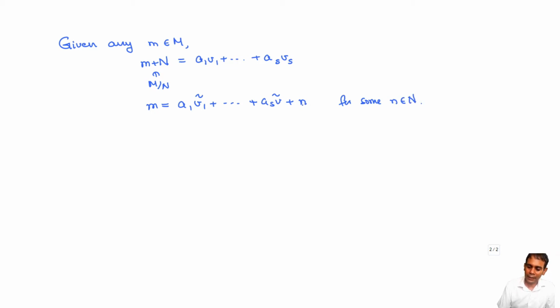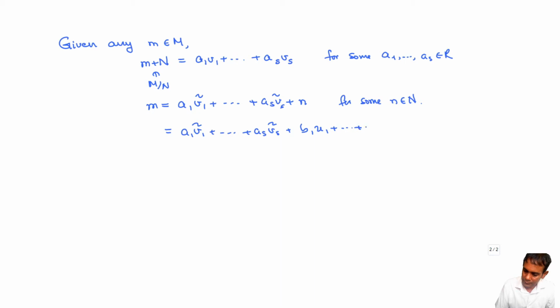But then this element n is in N, so it can be written as b1 u1 plus ... plus br ur for some b1, ..., br in R. So at the end of the day, we've written m as a linear combination of the module elements v1 tilde up to vs tilde and u1 up to ur.